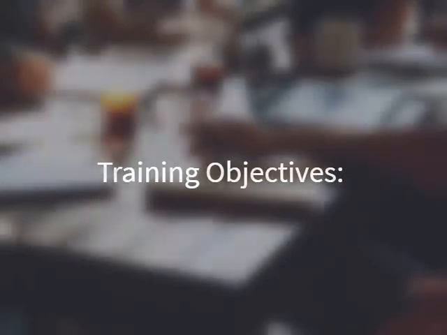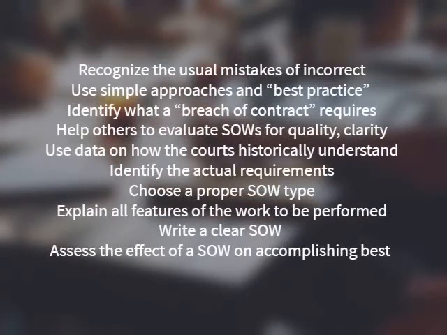Training objectives: recognize the usual mistakes of incorrect, confusing or misconstructed narratives. Use simple approaches and best practice methods that will secure high quality in their SOW documents. Identify what a breach of contract requires. Help others to evaluate SOWs for quality, clarity and unity. Use data on how the courts historically understand arguments in contract language based on long-standing rules.